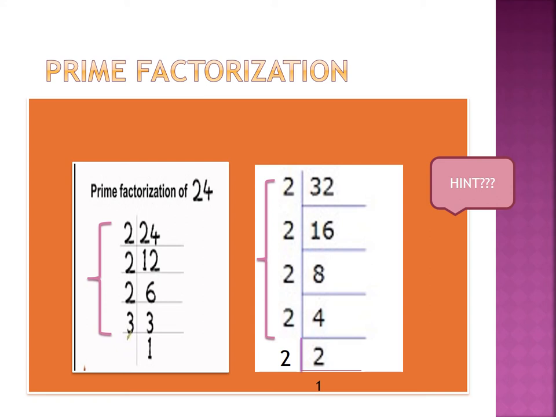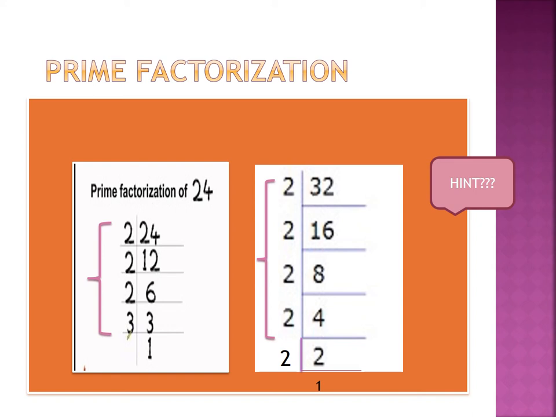There is a hint that you can see on your pictures. And what is the hint? Take a very small number to divide 24 with. 24 is an even number. There is another hint: if you are dealing with an even number, you can divide it by 2, because even numbers are easily divided by 2. So I pick number 2 to divide 24. So 2 multiplied by 12 is equal to 24.